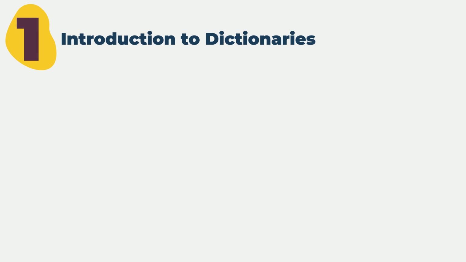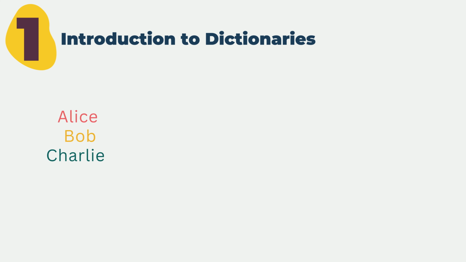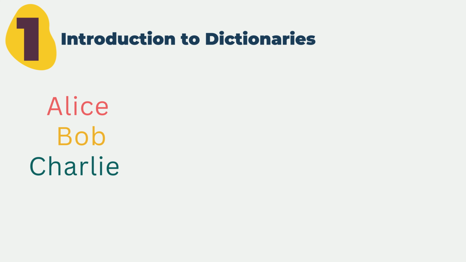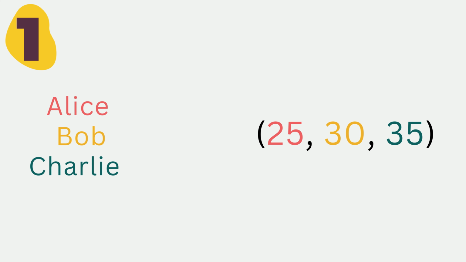Now, let's see these concepts in action with an example. Suppose we want to create a dictionary to store information about students in a class. In this case, student names could be the keys, and their respective ages would be the values. For example, Alice, Bob, and Charlie are keys, and their associated ages, 25, 30, 35, are values. Each student's name serves as a unique key, allowing us to easily retrieve their age from the dictionary.